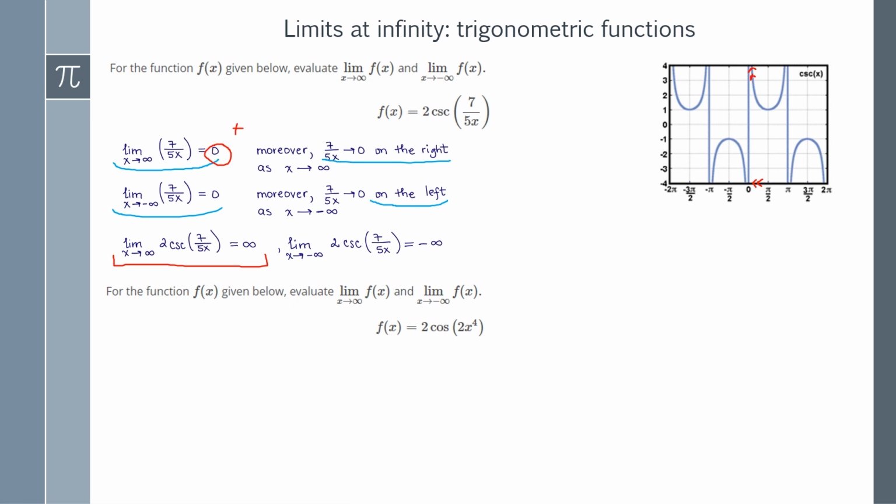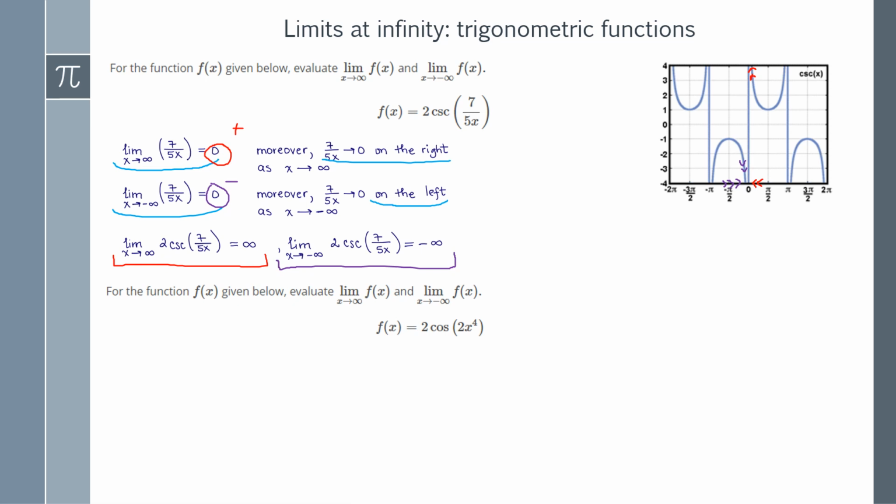All right, now what happens as x goes to negative infinity? Well, as x goes to negative infinity, okay, we're approaching 0 on the left. So we're coming from this side right here. And notice what we have for the graph of cosecant. The cosecant is going down to infinity. So that's negative infinity, right? So limit as x goes to negative infinity of 2 cosecant of 7 over 5x is negative infinity.